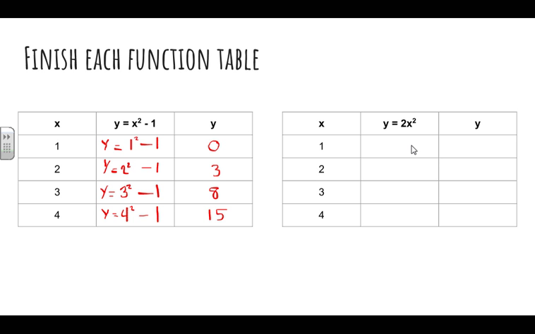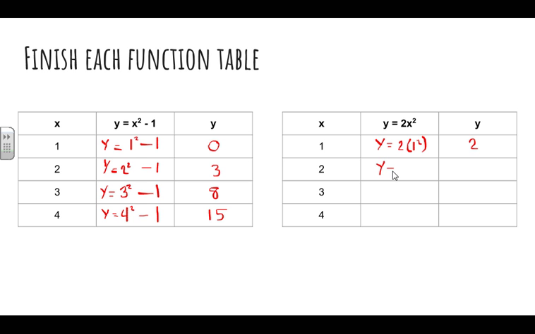All right, over here is another table that we're just going to practice. The function is y equals 2x squared. So if x is 1, our function will look like y equals 2 times 1 squared. All right, 1 squared is 1. 1 times 2 is 2.